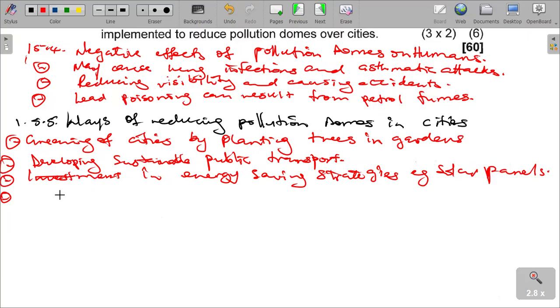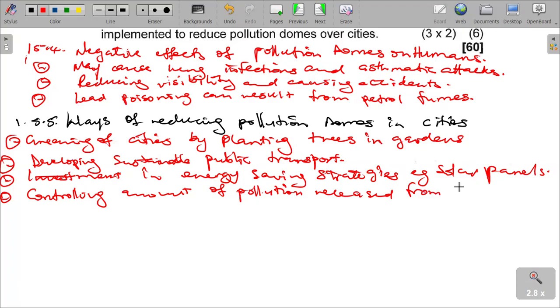Of pollution. Also controlling the amount of pollution released by factories. Controlling the amount of pollution that are released from what? From factories or industries can as well help as a measure of reducing the effects of pollution.